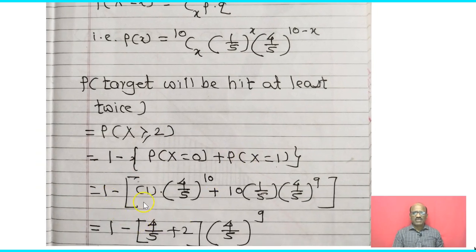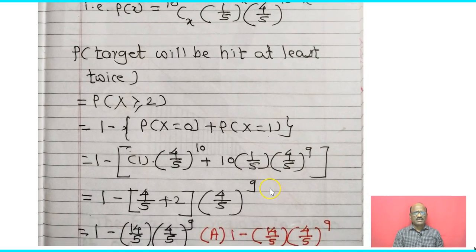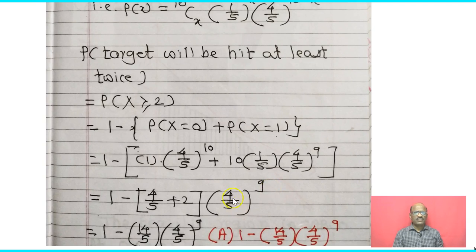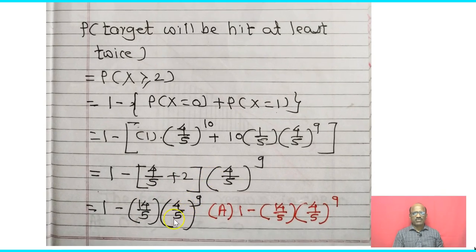And substituting the values, that is 1 minus [1 into (4/5)^10 plus 10 into (1/5) into (4/5)^9]. This is a very simple one. Here (4/5)^9 is common, so that is 1 minus (4/5 plus 2), and after simplification, 5 into 2 is 10, plus 4, that is 14 upon 5. So 1 minus 14/5 into (4/5)^9, hence option A is the correct one.